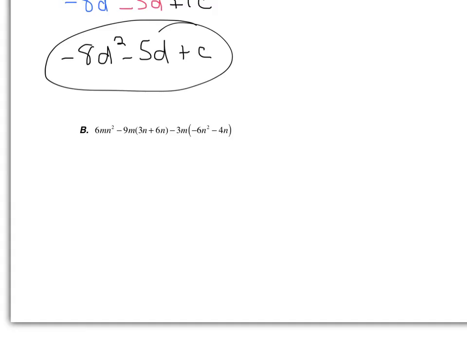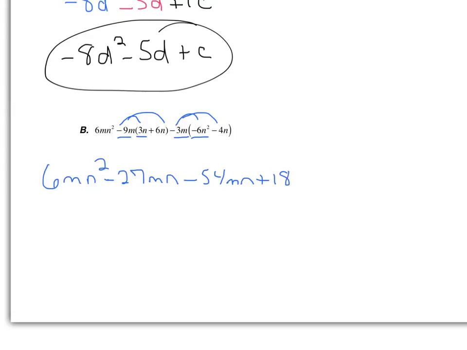Letter B, we see that we have parentheses, so we need to get rid of the parentheses first. That means distribute. So we have 6mn squared, negative 9 times 3, so we have negative 27mn. Negative 9 times 6 is negative 54mn. Negative 3m and negative 6n squared. Negative times a negative is a positive 18mn squared. And then negative 3m times negative 4n is a positive 12mn.